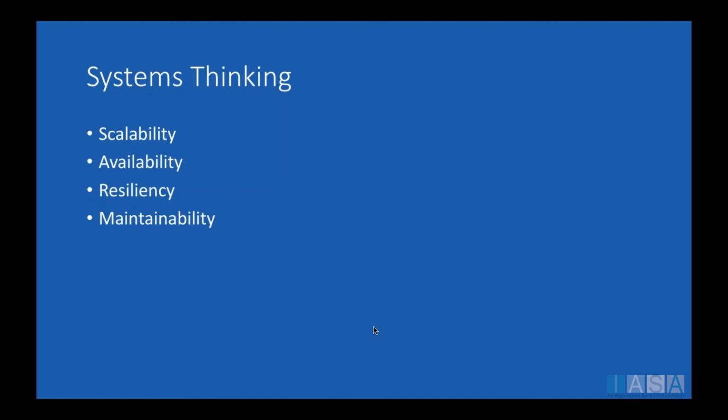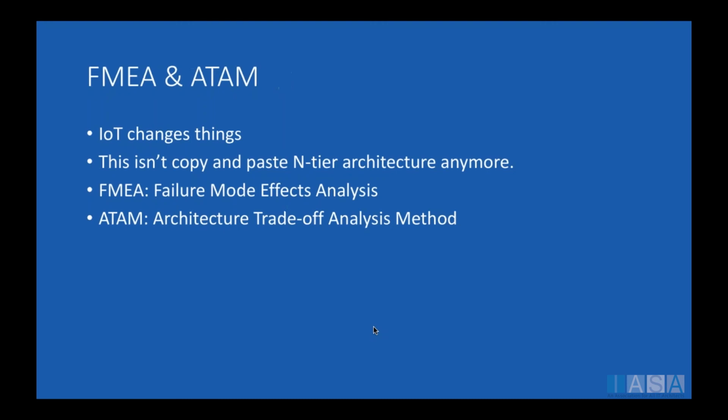Systems thinking, again: scalability, availability, resiliency, and maintainability of these systems aren't things that we can allow to happen by accident. We have to use scale units, we have to plan for availability, and we have to use techniques like failure mode effects analysis to make sure that our systems are resilient and maintainable. If we focus simply on the functionality of delivering messages from devices to backend, then we will generally fail. And this is where a lot of projects tend to fall down.